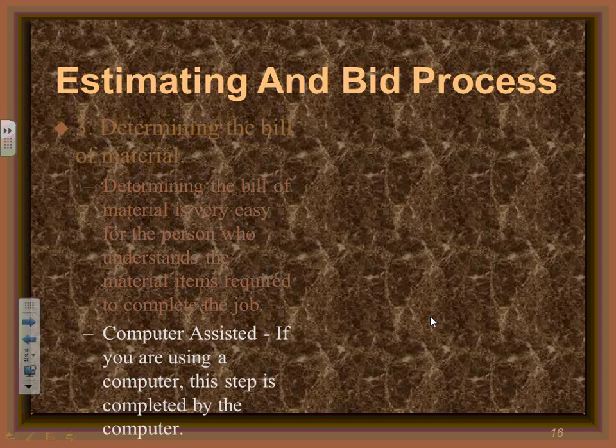Determining the bill of material is very easy for a person who understands the material items. The nice thing about the computer, Derek, is that the computer will spit out all this material for you. We have something called an assembly. I told you guys yesterday about assemblies. Here's the assembly: there are 5 switches with a cover and a box. When you take this as an assembly, the software will assign a box, 5 switches, and a cover for this particular one. So that's determining the bill of material. Do you guys see how powerful that is? You need to know what equipment you need to install.